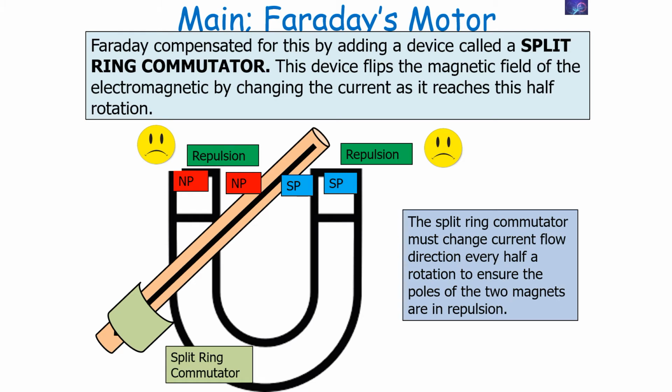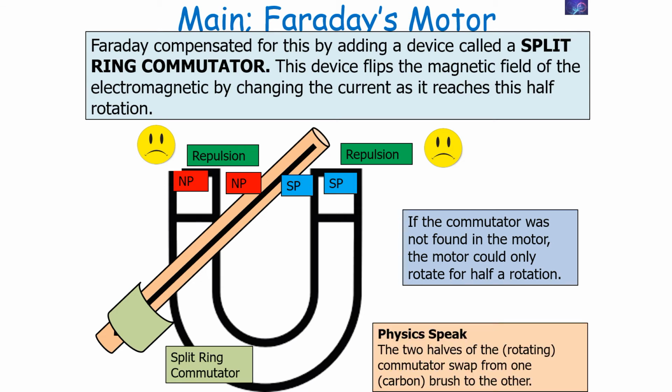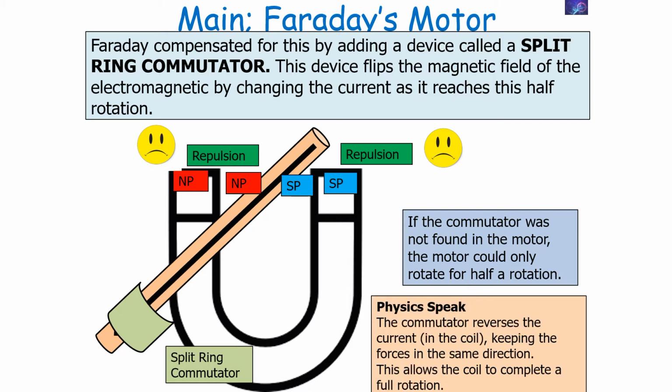So the split ringed commutator must change the current flow direction every half a rotation to ensure the poles of the two magnets are always in repulsion to each other. If the commutator was not found in the motor, it could only rotate for half a rotation. The two halves of the rotating commutator swap from one brush to the other, so the commutator reverses the current, keeping the forces in the same direction, the same repulsive force. This allows the coil to complete a full rotation.